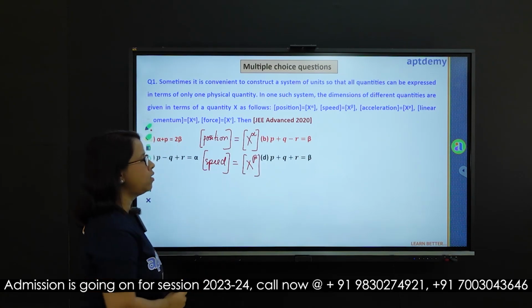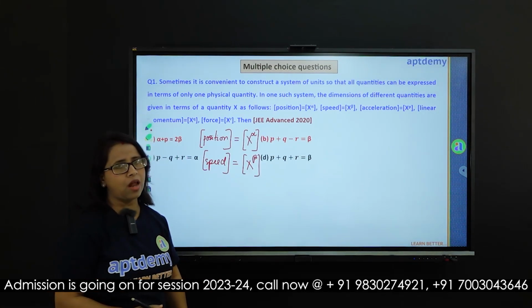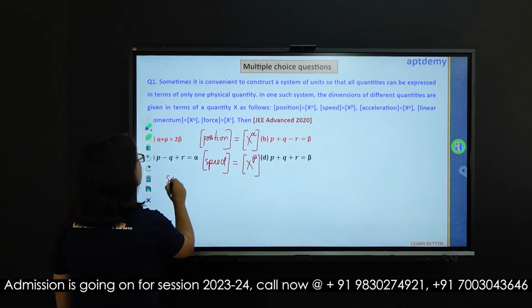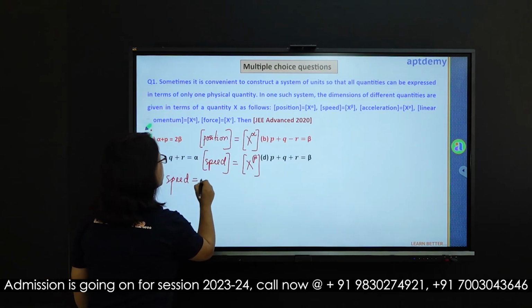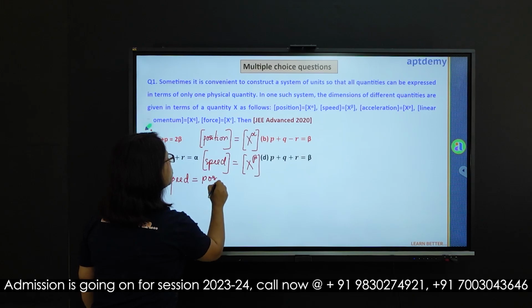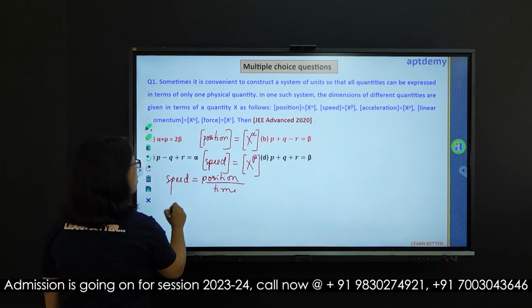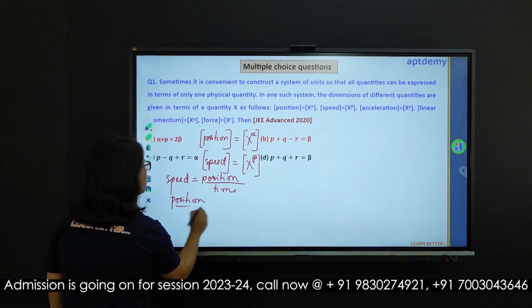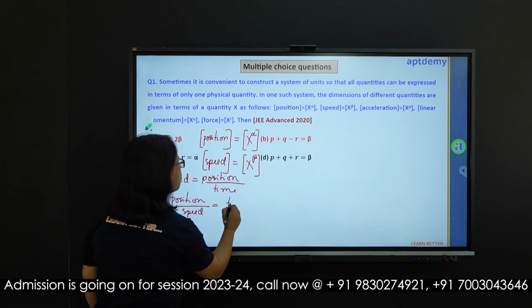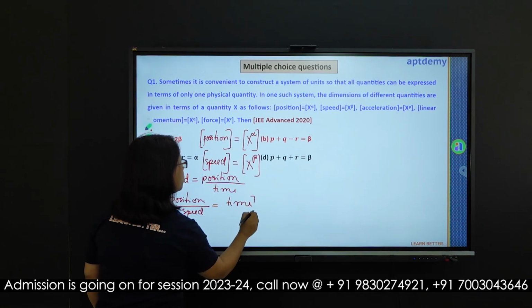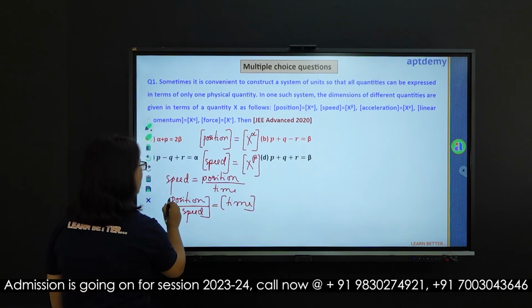Now try to recall the relation between speed and position. So speed is nothing but position per unit time. So what we see here is position by speed will have the dimensions of time. So this is the keynote that we have here.